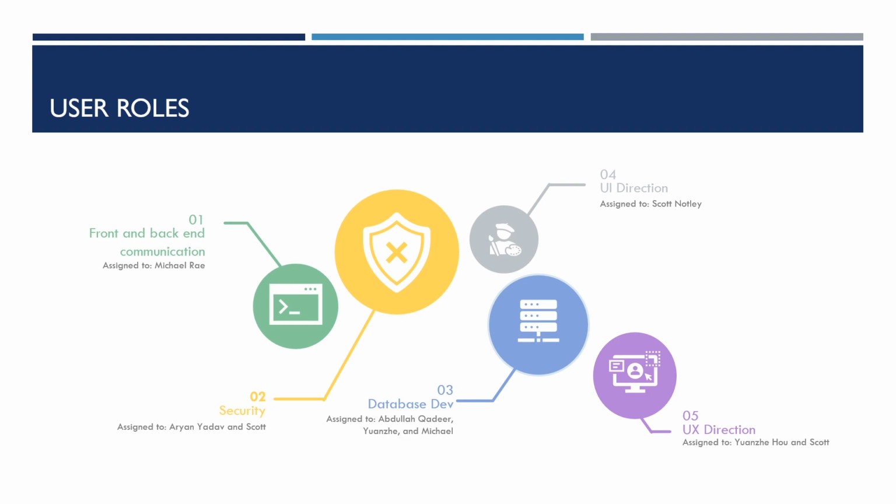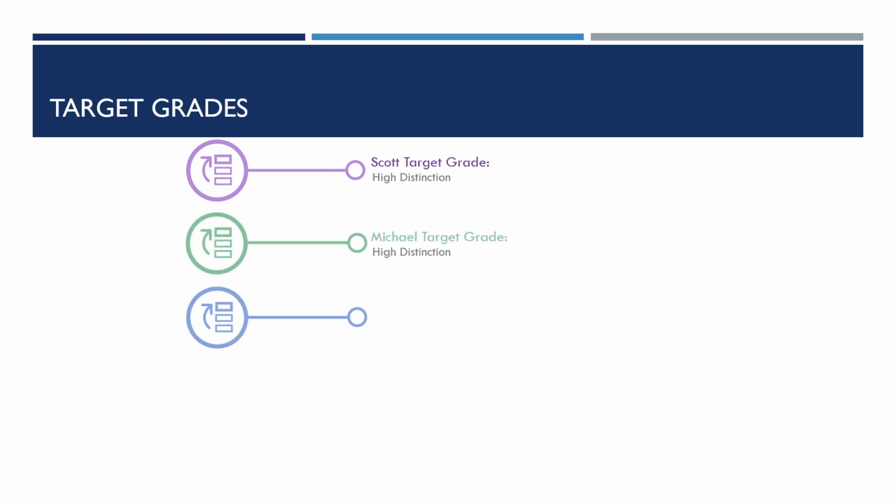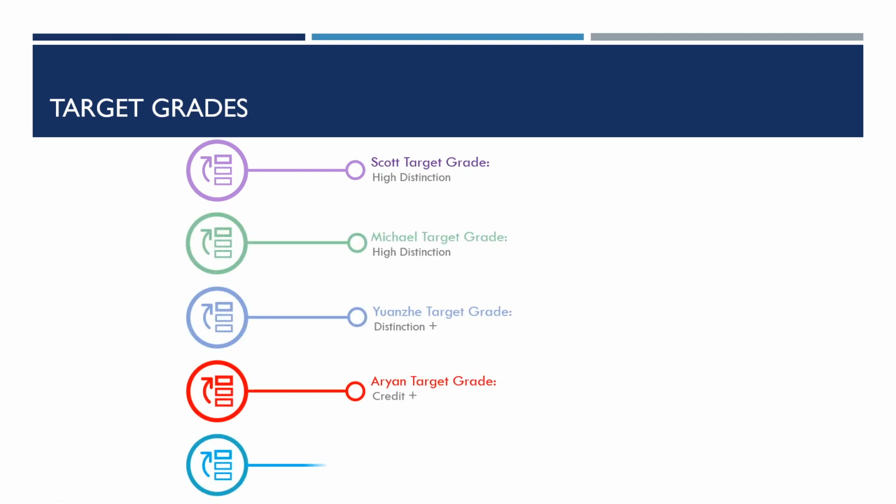UI direction will be me, as our Excel and user interface design, and finally UX direction will be developed by Yuanzi and I. For our target grades for this group project, I myself, Scott, I'm looking for a high distinction. Michael is also looking for a high distinction. Yuanzi is looking for a distinction or above. And then we have Aryan, he's looking for a credit or above. Then Abdullah, he's looking for his credit.